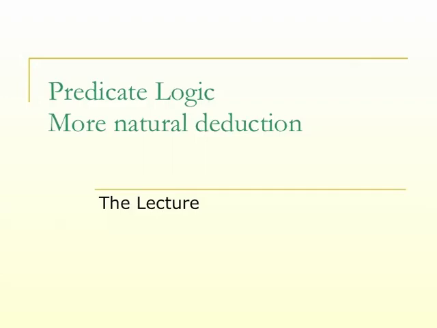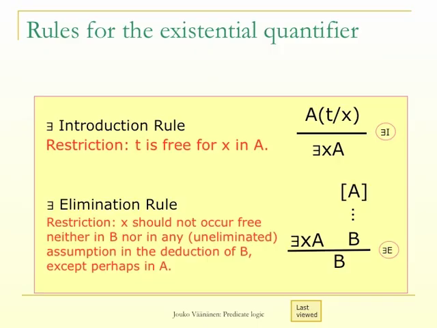More about natural deduction. We learned the rules for universal quantification. Now come rules for the existential quantifier. And that finishes the set of rules for natural deduction in predicate logic.